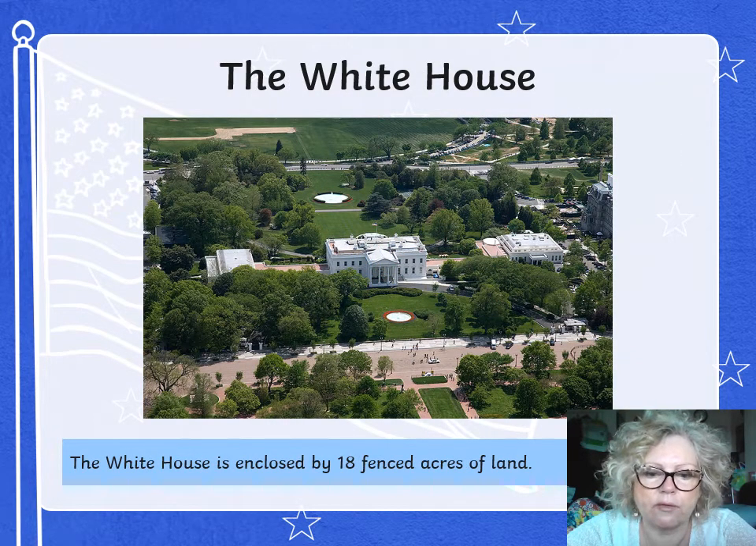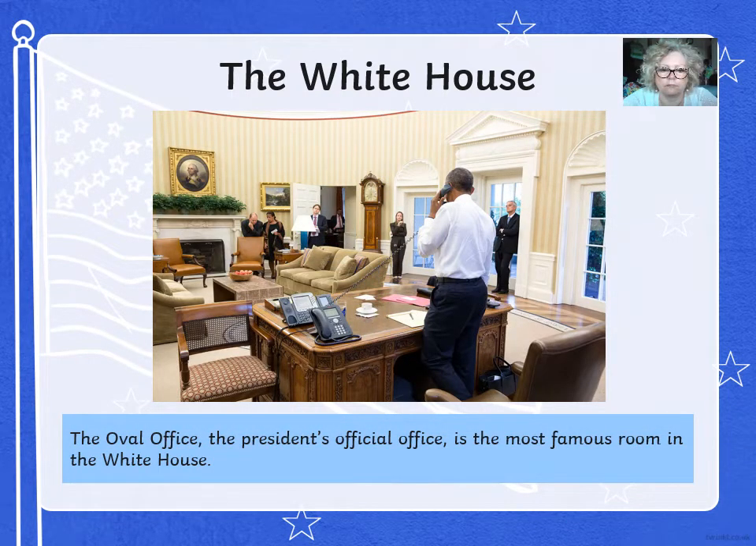The White House is enclosed by 18 fenced acres of land. That's quite a big area. So inside the White House, you've got the Oval Office, and this is the president's official office, and it's the most famous room in the White House. This is where he does all his official business for the United States of America.